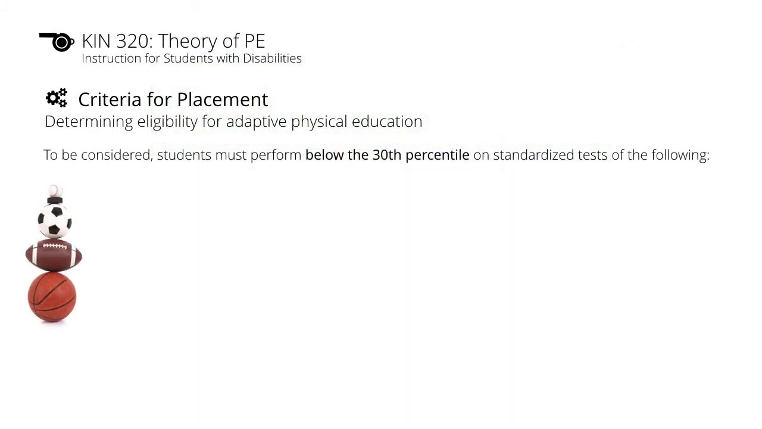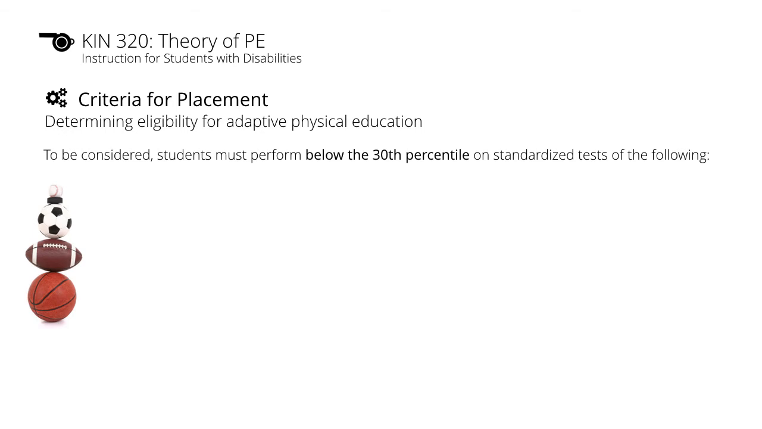Now, simply because the outcome of an assessment suggests that a child may have a disability doesn't automatically qualify them for an adaptive physical education program. Now, to become eligible for placement in an adaptive physical education program, the student must be assessed and also needs to perform below the 30th percentile on standardized physical education assessments.